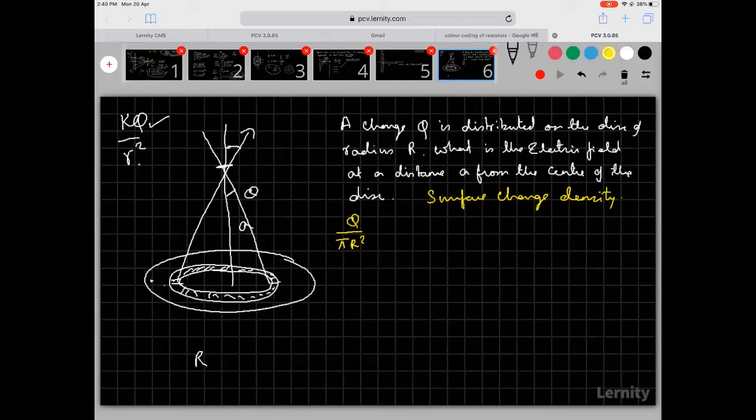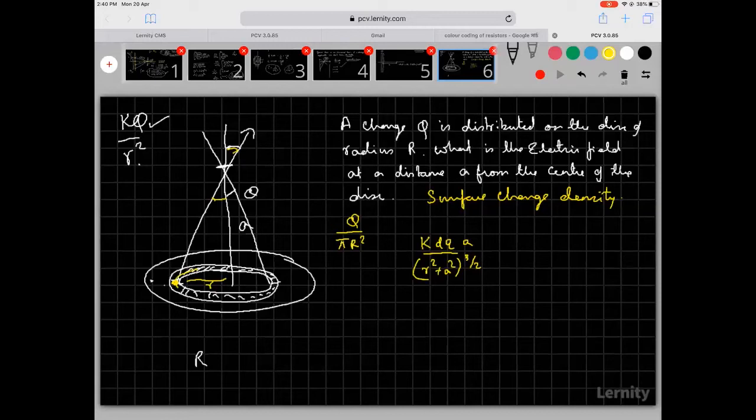So Q divided by pi R squared is the surface charge density, right? Now, suppose this charge here is some dq, then can I say that the electric field here is, let this radius be equal to R. So it will become equal to K dq divided by, I want to take cos theta, cos theta will be 3 by 2 again, and another A here. Now, when I want to find out this dq, what is this dq equal to?